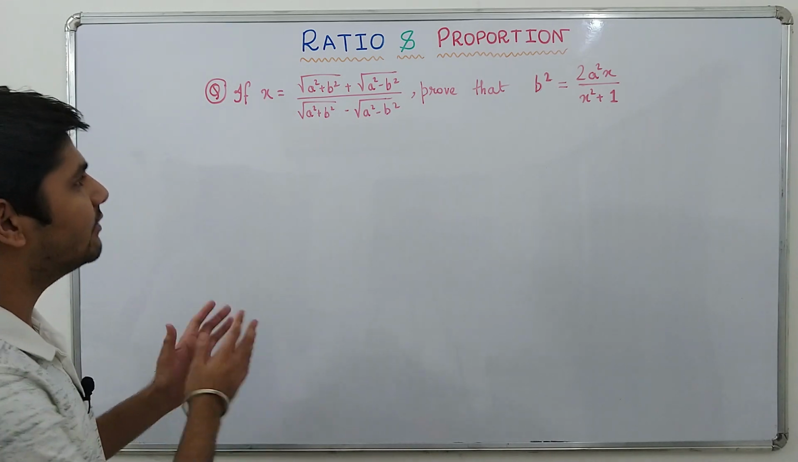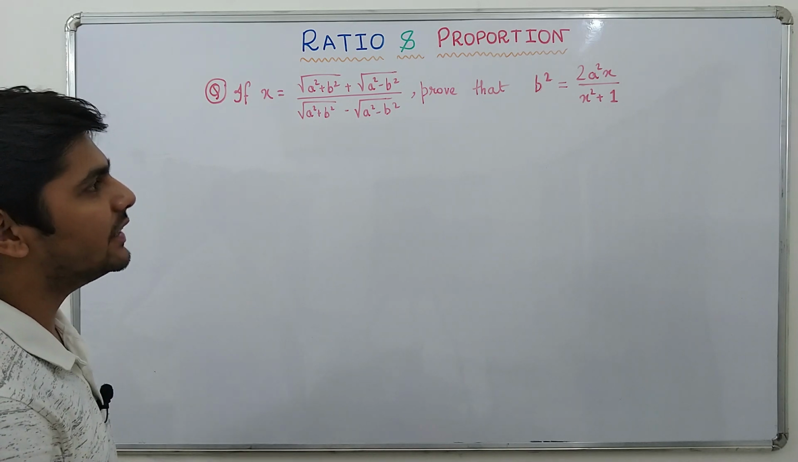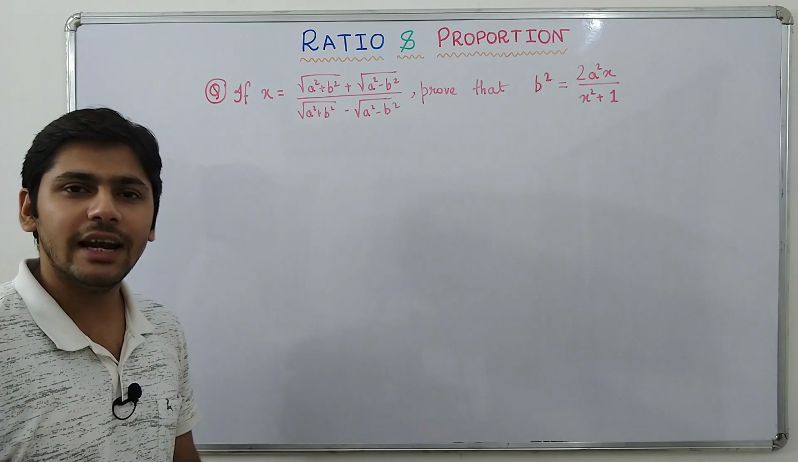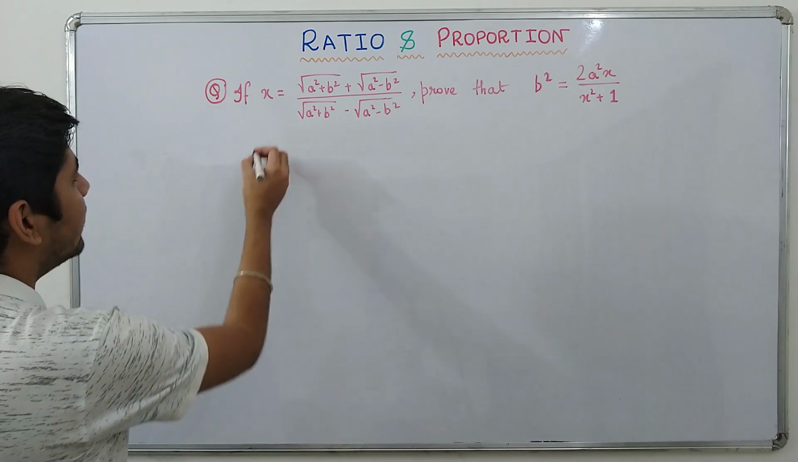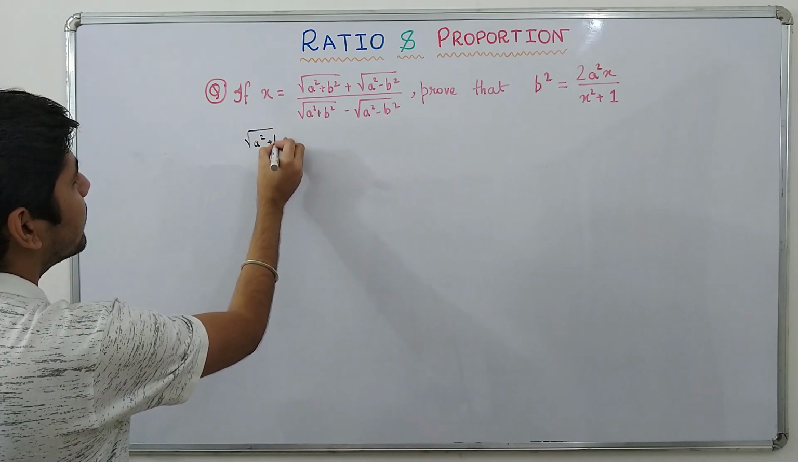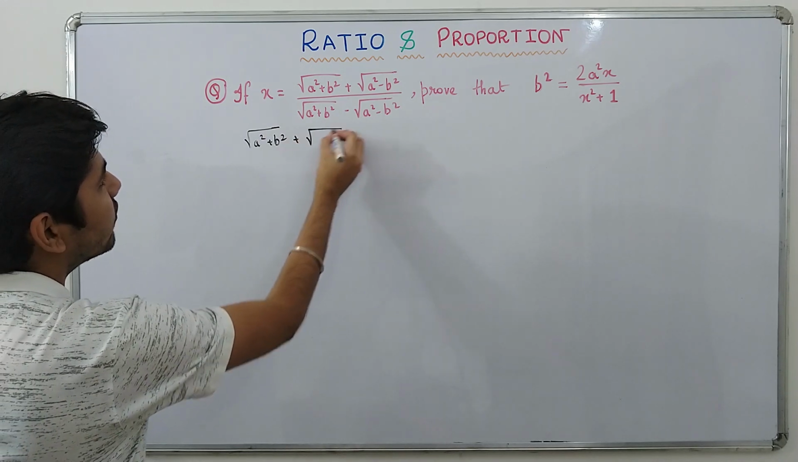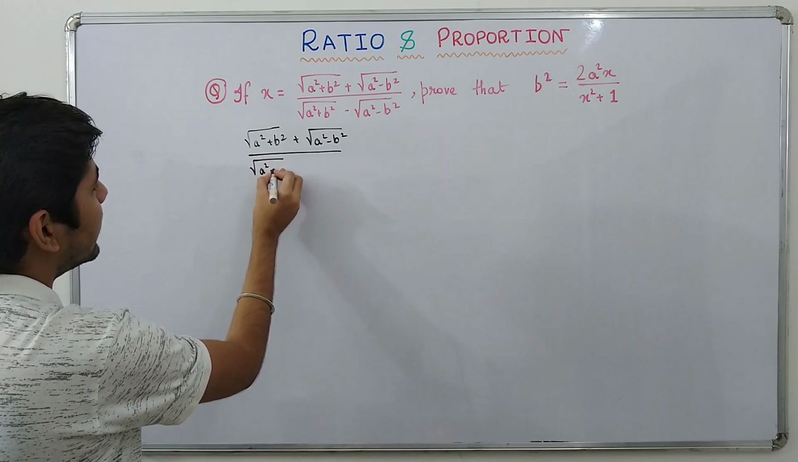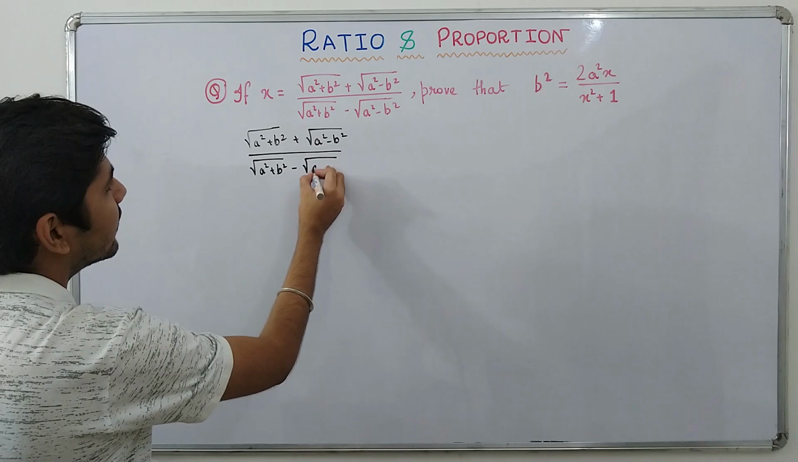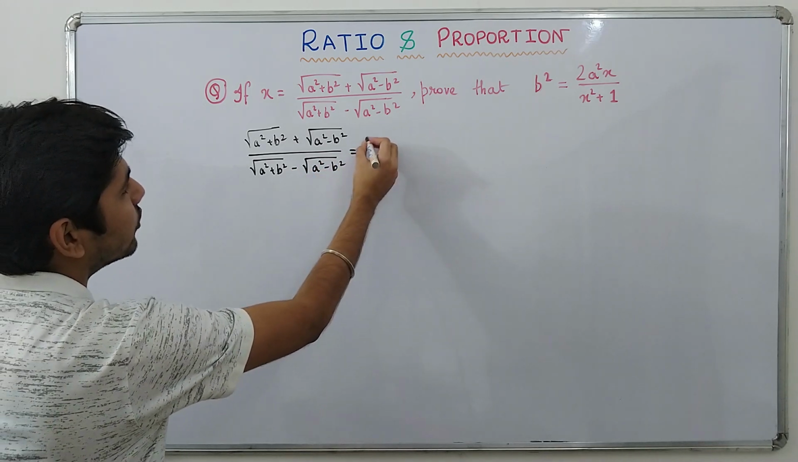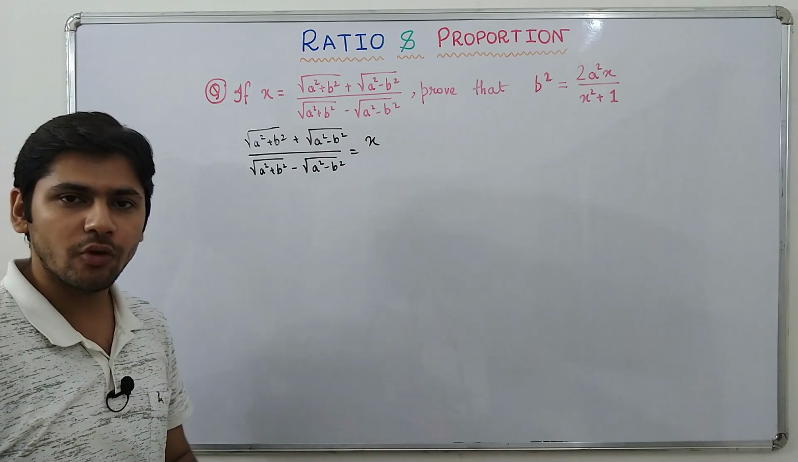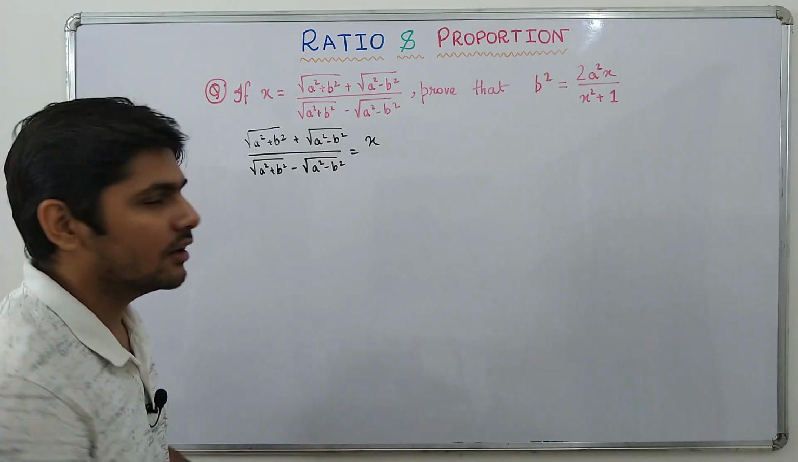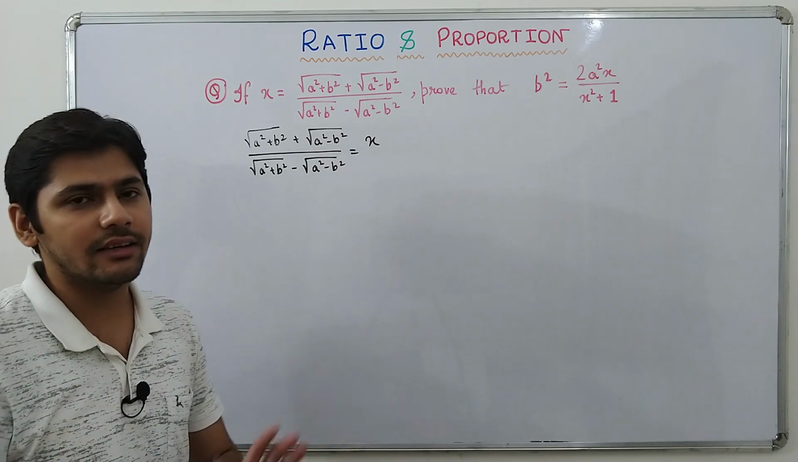If x is equal to the given expression, you have to prove that b² = 2a²x/(x²+1). First of all, let me write the given expression. We have (√(a²+b²) + √(a²−b²)) / (√(a²+b²) − √(a²−b²)) = x. Now using this, we will have to prove that b² = 2a²x/(x²+1). So over here we are going to use componendo and dividendo.